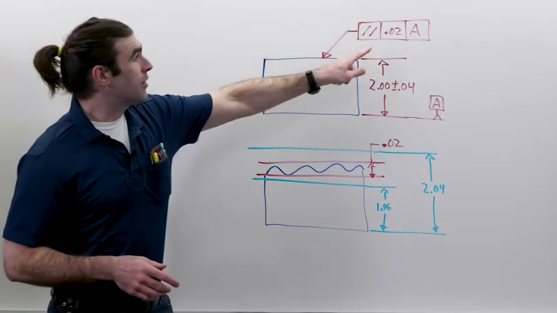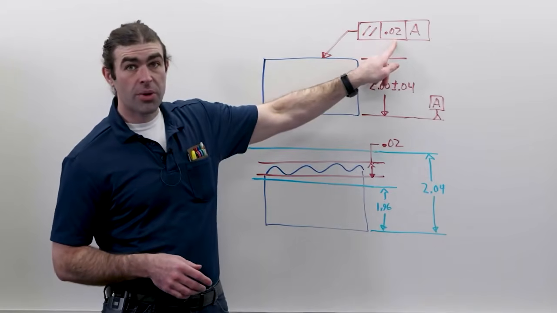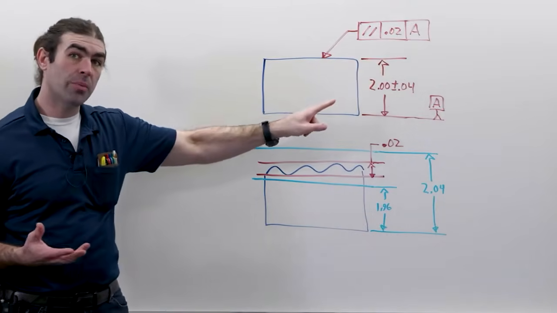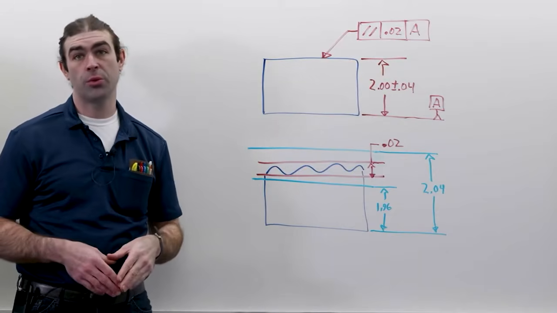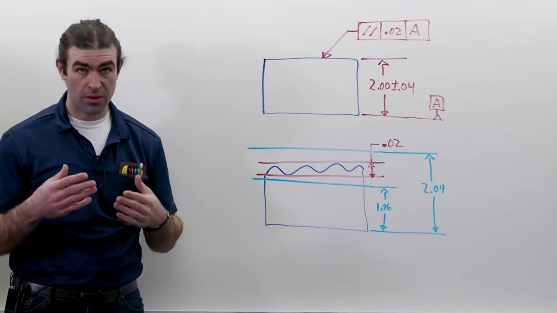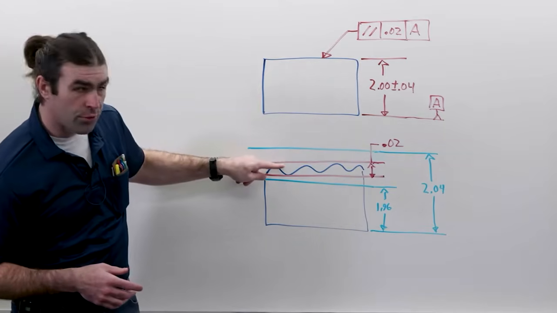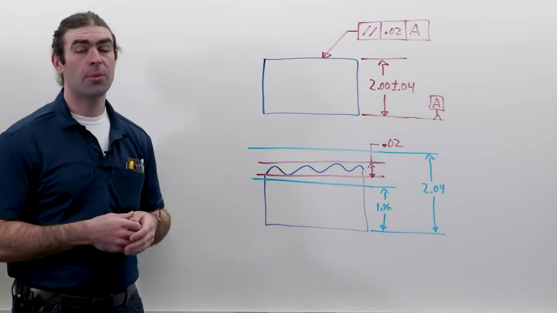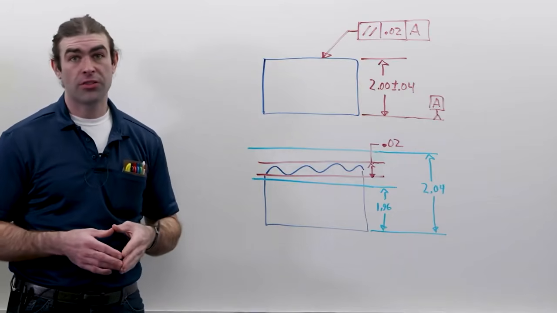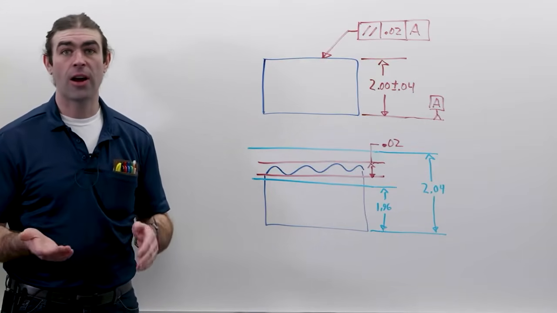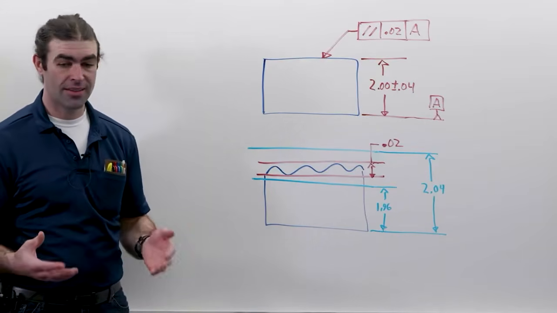One other thing, if you notice, there's no material condition modifier in here. It can't apply to something that applies to a surface. So rule number one applies, like what I just mentioned. The actual surface of the part can never exceed the MMC, and no material condition, no MMC or LMC or RFS can apply to this.